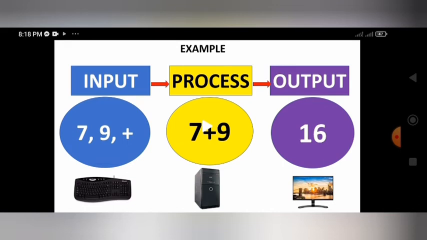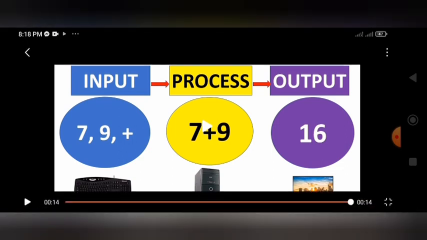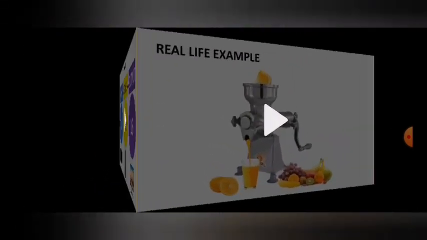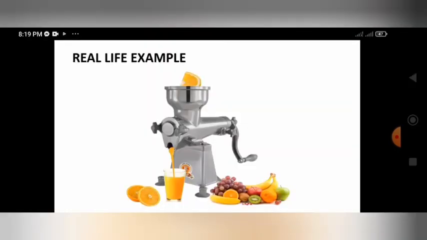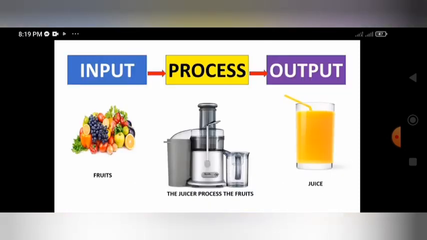We can also relate the 4 basic functions of computer in making a juice. The fruits serve as the input. We put the fruits inside the juicer. It will process the fruits. The juicer is our processing function, and the container or glass is our storage data. After that process, we will have a juice as an output.